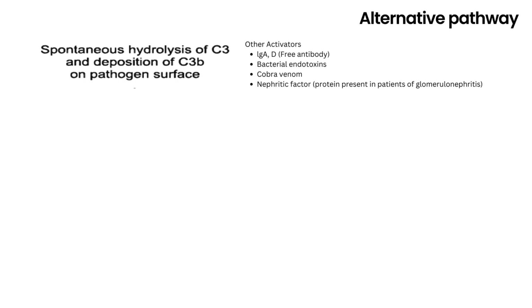If I talk about non-microbial activators, human antibodies like IgA and IgD can directly activate it. Also cobra venom, nephritic factors, which are present in patients of glomerulonephritis, heterologous RBCs from other species like mice, rabbit, and chicken, dextran sulfate, which is an anion polymer, and some pure carbohydrates like agar and inulin can directly activate the alternative pathway. So it gets activated directly without an antigen-antibody complex. It does not require antibody.